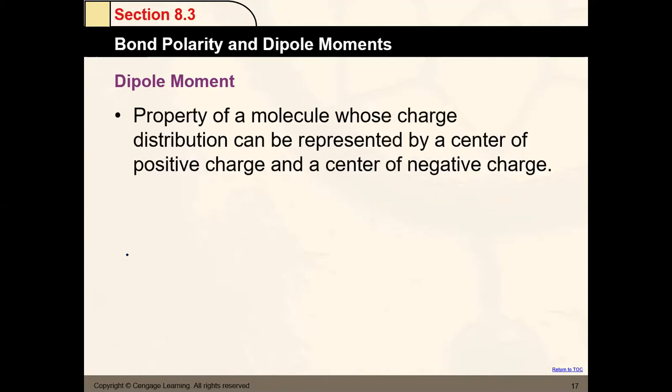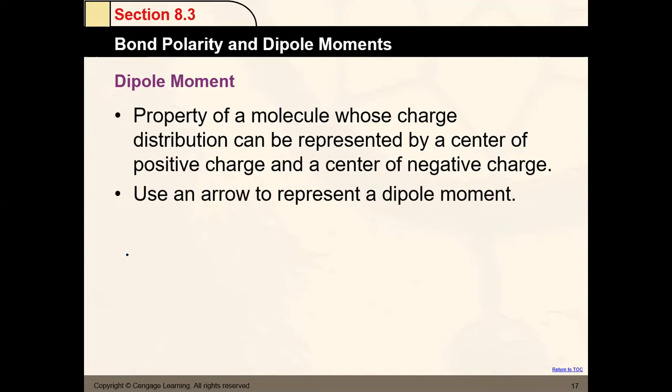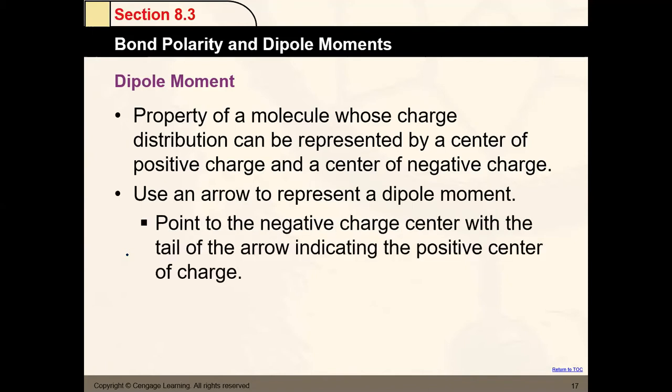What is dipole moment? Dipole moment is also a property. It is not the same as electronegativity. Some people confuse polarity, bond polarity, with dipole moment. It's totally different. I mean, they are related, but they are not the same thing. Dipole moment is a property of a molecule whose charge distribution can be represented by a center of positive charge and a center of negative charge. Use an arrow to represent a dipole moment, pointing to the negative charge center.